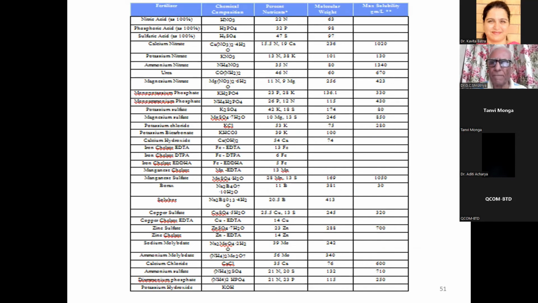This is what is available as a chemical for all these nutrients. Next, please.